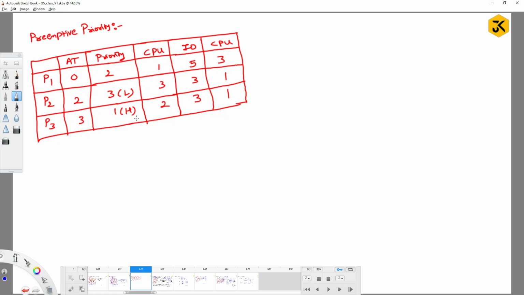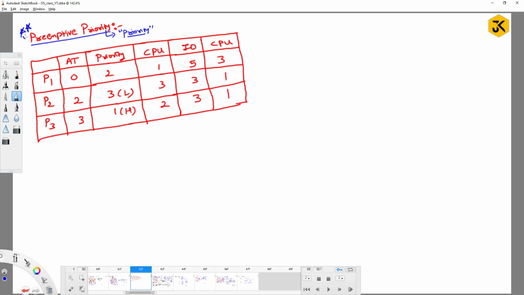Hi everyone, welcome back. In this video, we'll see the preemptive priority scheduling algorithm. Guys, in general, the priority scheduling algorithm works on the factor of priority. Means, the process having the highest priority will be allocated the CPU first. Later, it will give a chance to the next highest priority process.